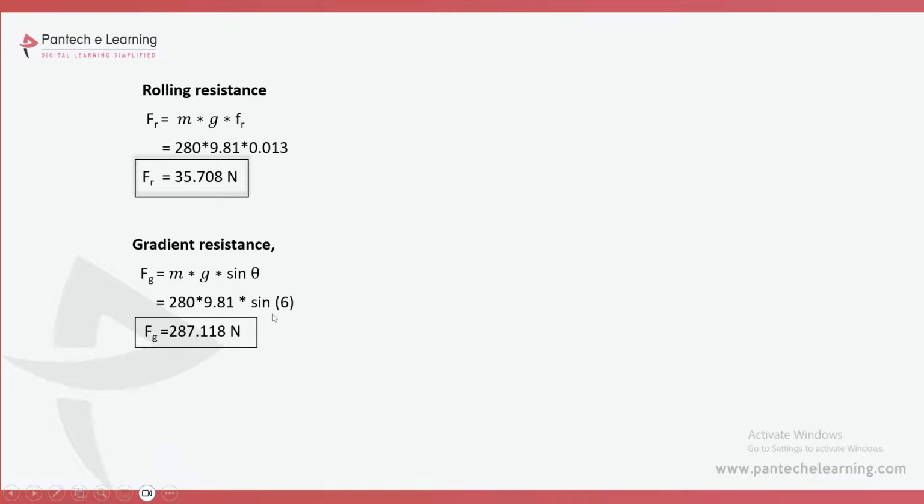So for sin theta, when the angle is in degrees, first convert degree into radian, then find the sine of the radian value. After that you can multiply with 9.81 and 280. That answer will be correct, otherwise the answer will be wrong.